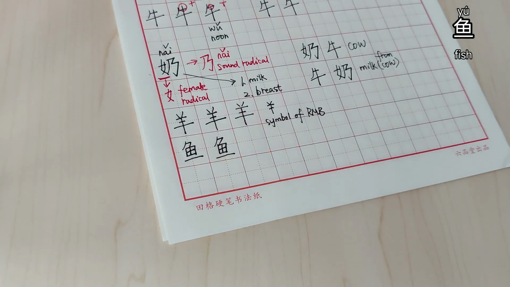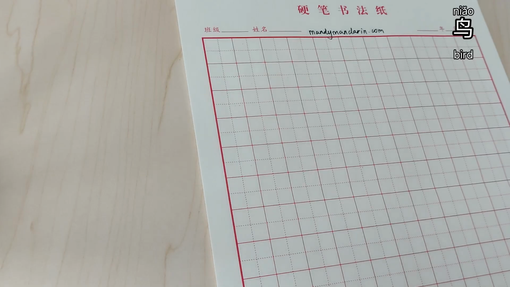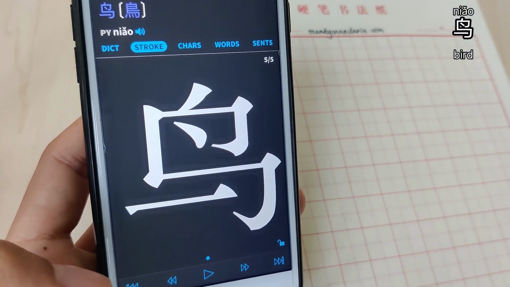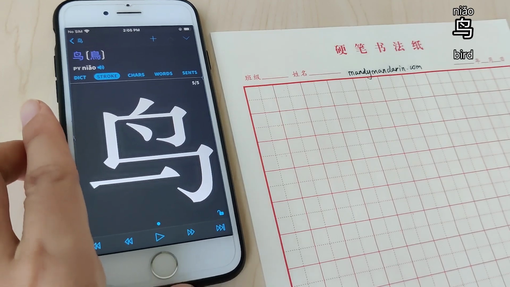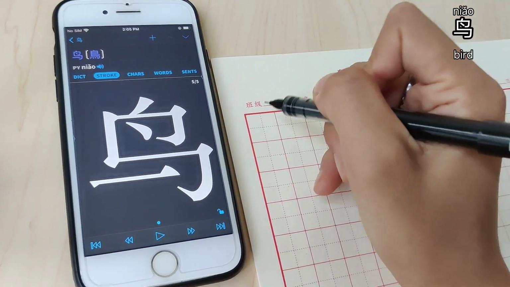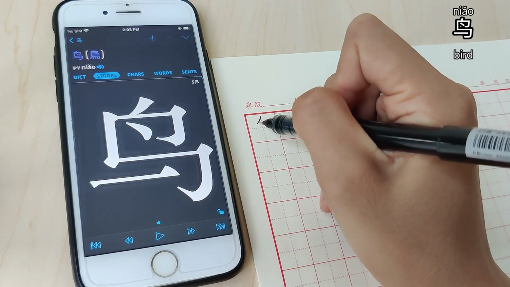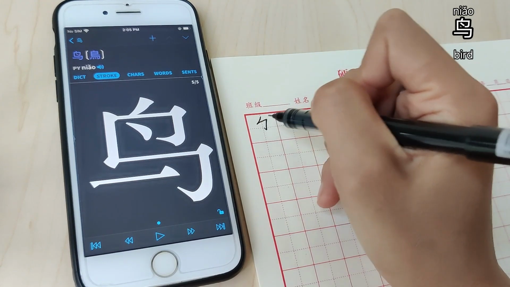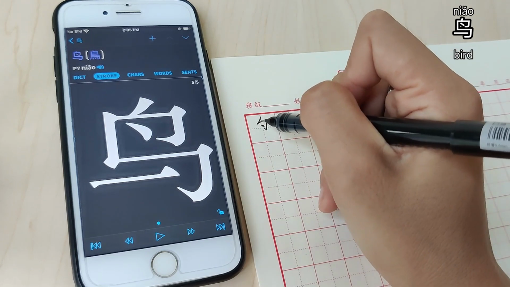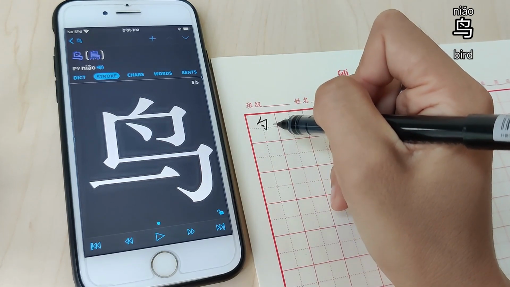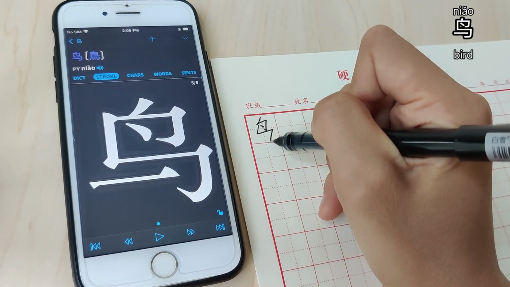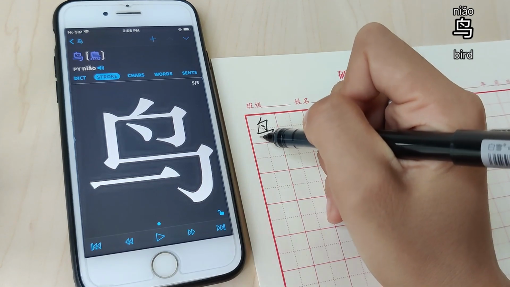Very good. Move on to the next character. 鸟, bird. So let's try to write it from the top to the bottom. Okay. 1, 2, 3, and then 5 is a big stroke. And then the last one.